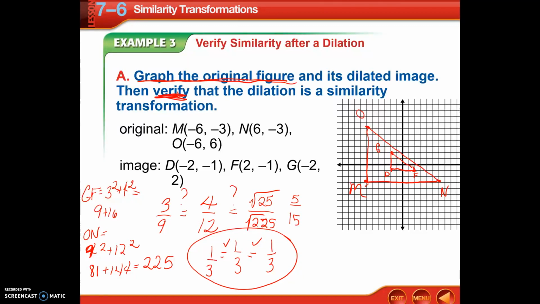So on there, you're going to graph it, and then this was a reduction. Say what type it is, and then verify it. And it is similar. So if you have questions on that, ask me. Thank you.